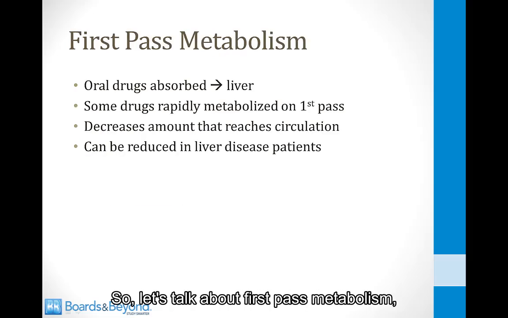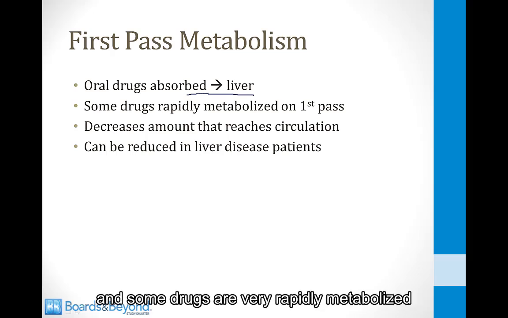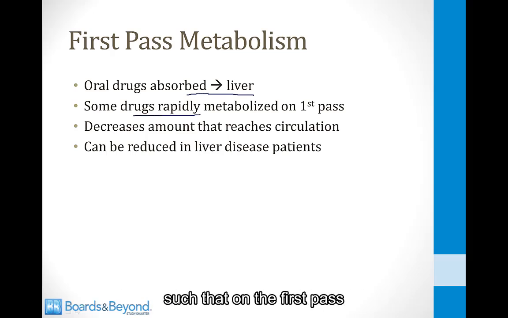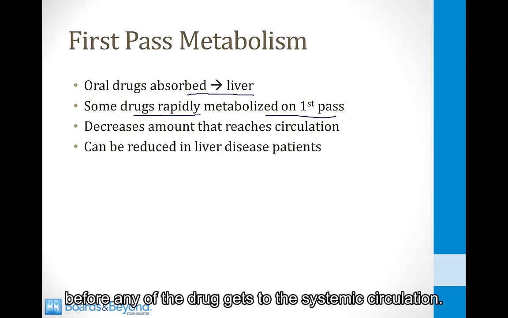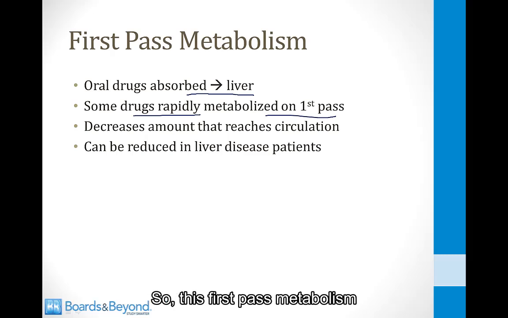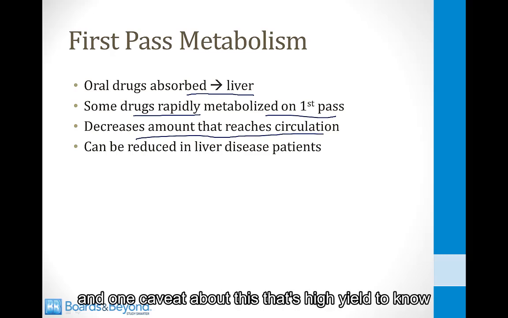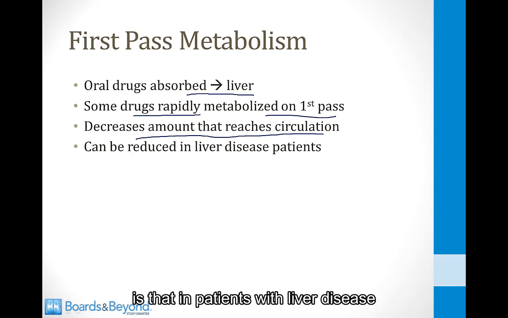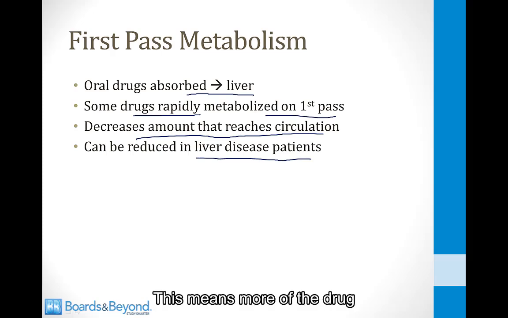So let's talk about first-pass metabolism. Oral drugs that get absorbed go directly to the liver, and some drugs are very rapidly metabolized such that on the first pass, a significant portion of the drug is eliminated before any of the drug gets to the systemic circulation. So this first-pass metabolism can decrease the amount of drug that reaches the systemic circulation. One caveat about this that's high yield to know is that in patients with liver disease, the amount of first-pass metabolism can fall. This means more of the drug may reach the systemic circulation than you would ordinarily expect.